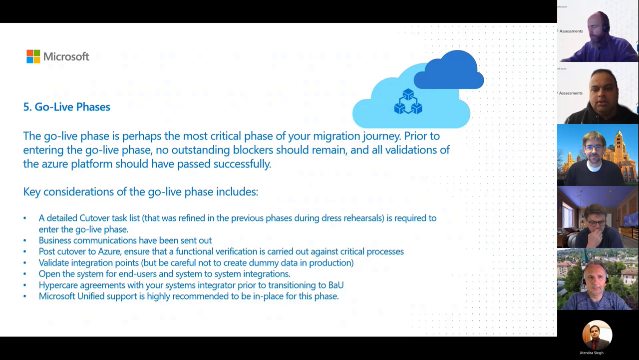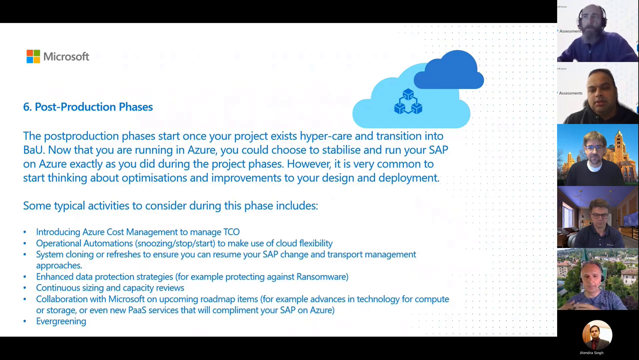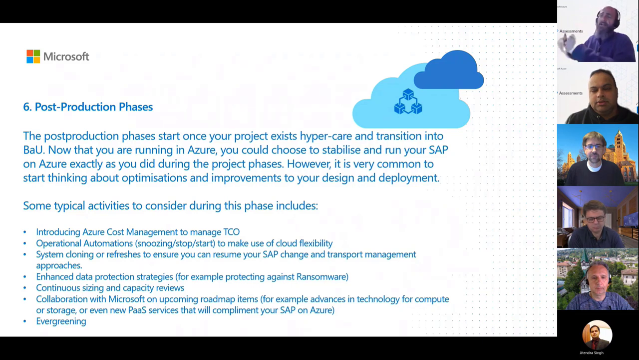But of course, we know that's not where it stops. There's a lot to think about after go live and after you've settled in. Once all of the priority one issues are subsiding a little bit, that's when you need to start thinking about what to do next going forward and how to maintain your SAP on Azure. This is where the post-production phases come in, where you start thinking about cost management. You may want to simplify your operations, and look at snoozing and automation. You might want to think about how to build new environments for testing, or do data refreshes. These come in while you have an eye on handing over to your end state, which is the BAU operations team, and the project goes away.